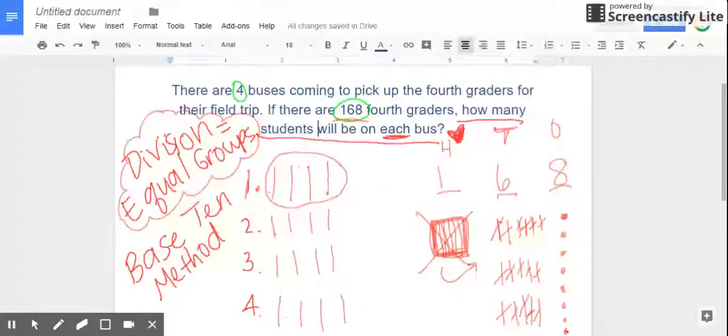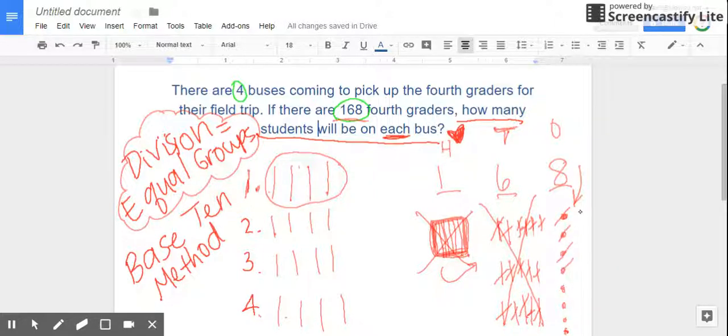But what does 40 even represent? That's 40 students are on each bus already. And we haven't even taken care of these extra students right here. I am now done with the tens place. Excuse me. Now I'm ready to try to divide out into each group the ones place. Let's see if I have enough for 1 in each group.